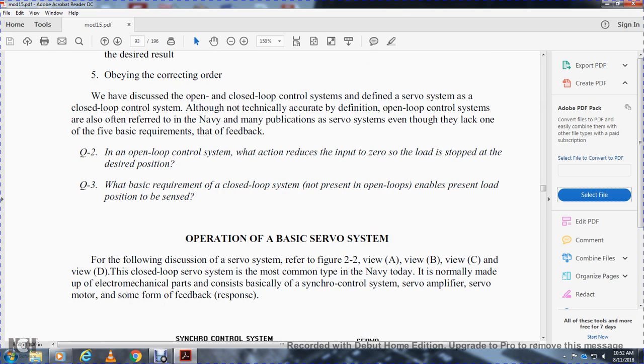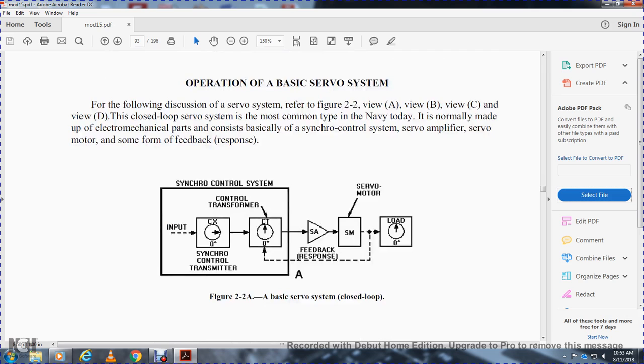Operation of the basic servo system. For the following discussion of the servo system, refer to figure 2.2, views A, B, C and D. The closed loop servo system, the most common type in the Navy today, is normally made up of electrical and mechanical parts that consist basically of the synchros, the control system, the servo amplifier, servo motor, and some form of feedback response. Figure 2.2, basic servo system, closed loop.